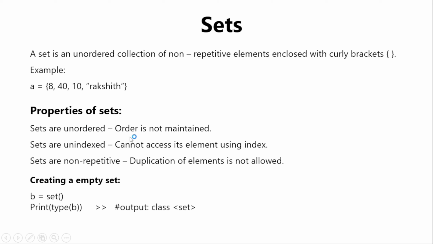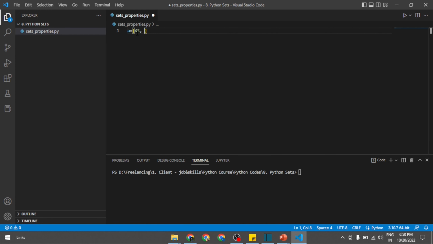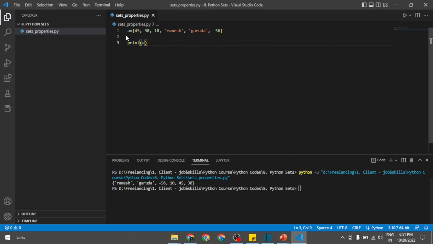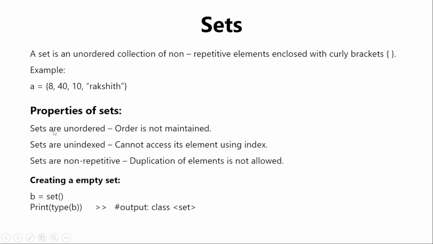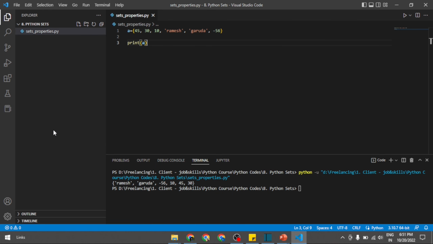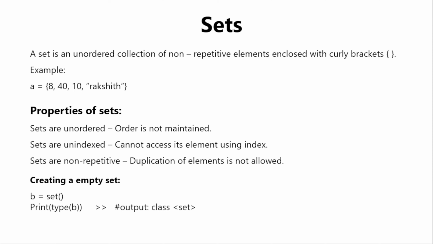Sets are unordered. Let us create a set 55, 30, 10, Ramesh, Garuda, minus 56. If I print this, you can see the order I have entered is 55, 30, 10, Ramesh, Garuda and minus 56. But when I print the same set again, the order is completely messed up. Hence, the property describes that sets are unordered. When we execute the same, the order I have entered does not match what I have got. So that's why sets are unordered. So this is the first case.